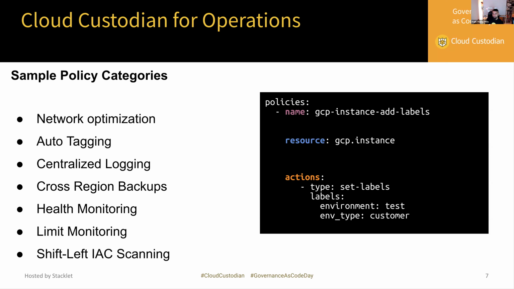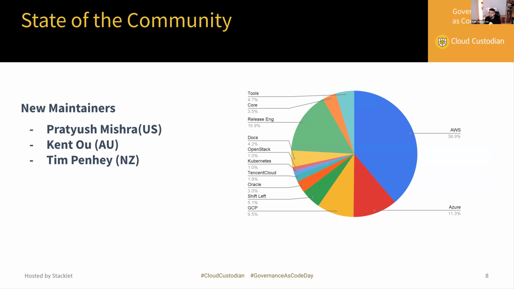Looking at the year plus, it's been about 14 months since the last Custodian Day, with about 630 pull requests merged. Here's the breakout by provider: about 39% AWS, a dozen percent Azure, 10% GCP, some shift left, and some new providers.